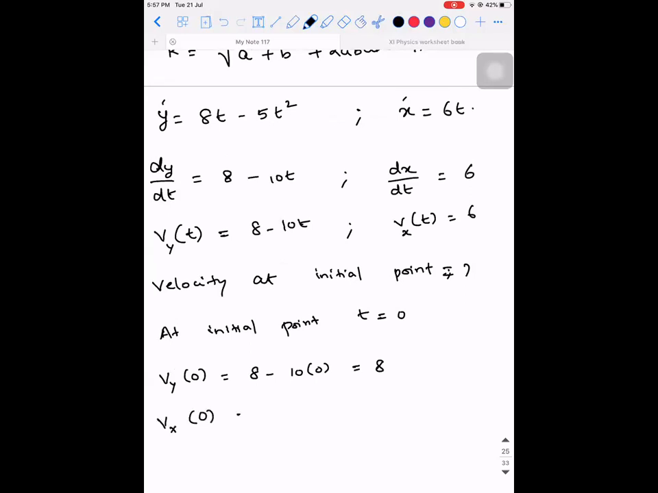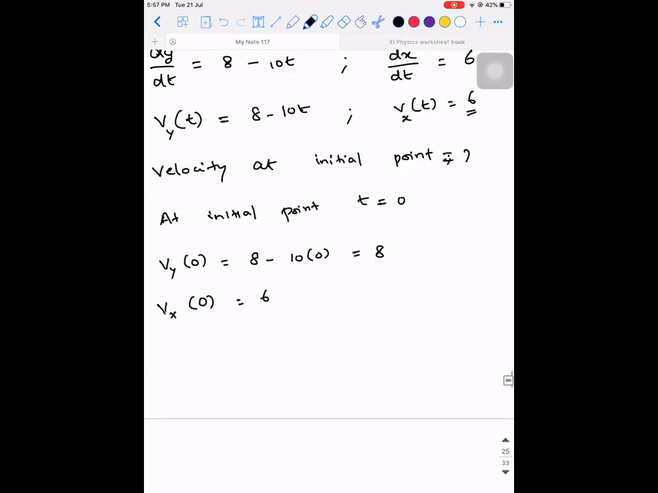Vx at 0 will be 6 only, because here velocity is not a function of time. Here you don't have time. It's a constant. So can I say the velocity along x direction is 6 and the velocity along y direction is 8? They are perpendicular. So what will be the resultant velocity?